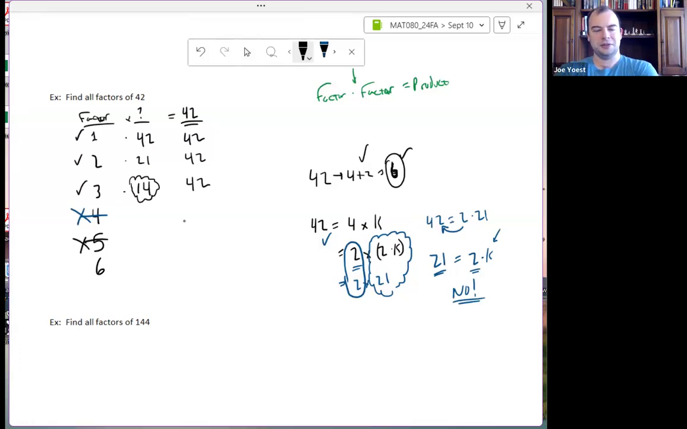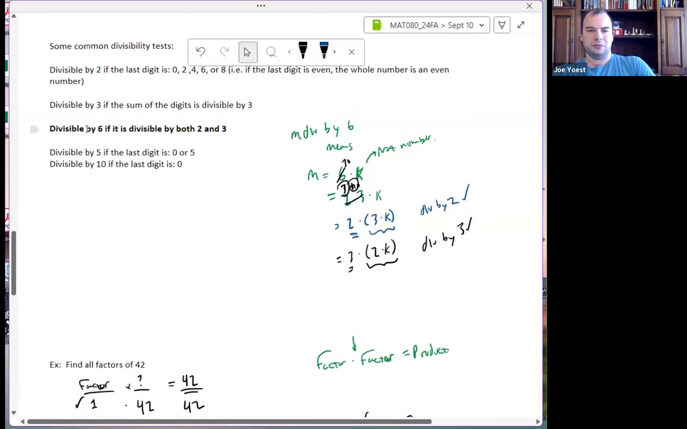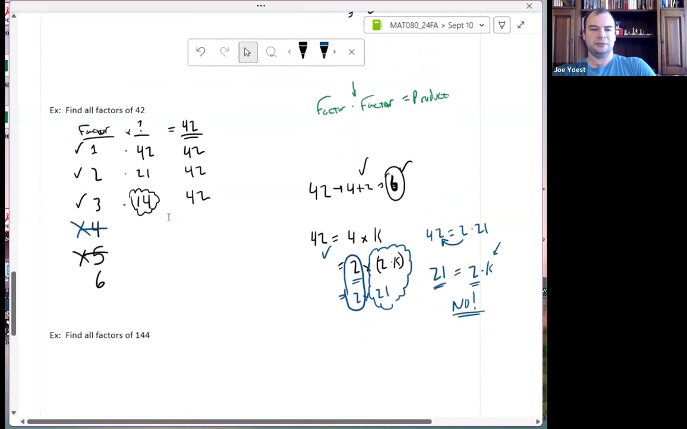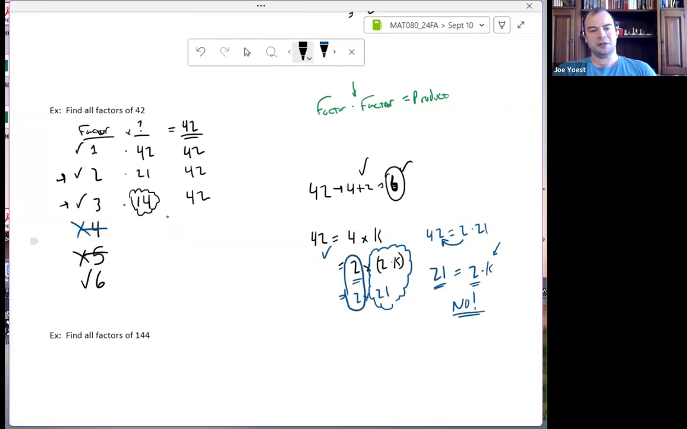What about 6? What's the rule for 6? If it's divisible by 2 and 3, and it is divisible by 2, and it is divisible by 3, so yes, by the divisibility rule for 6, divisible by both 2 and 3, 42 is divisible by 6. 6 is a factor of 42. If 6 is a factor of 42, well, 6 times 7 is 42.